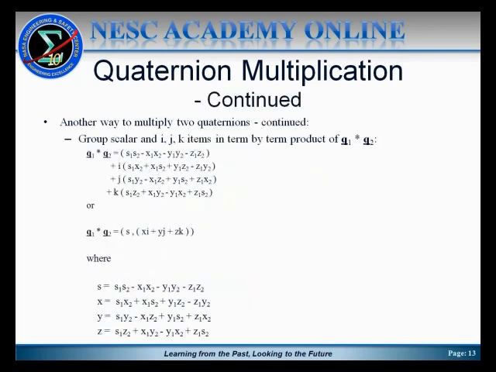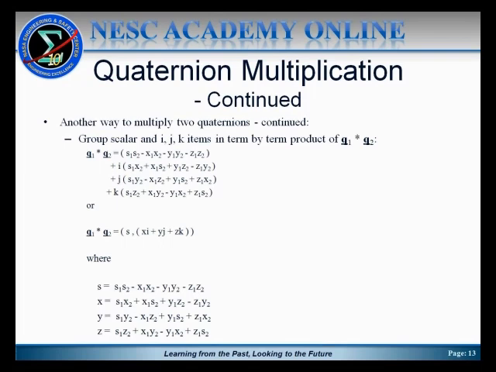So again, if we group the previous expression for the term-by-term multiplication of the two quaternions, you'll see we get basically four parts, where the first part is S1 times S2 minus X1 times X2 minus Y1 times Y2 minus Z1 times Z2, etc. And you get a similar term like that for each of the vector parts.